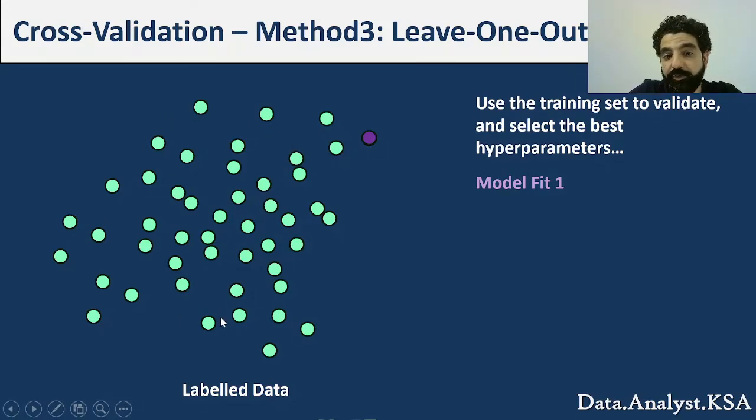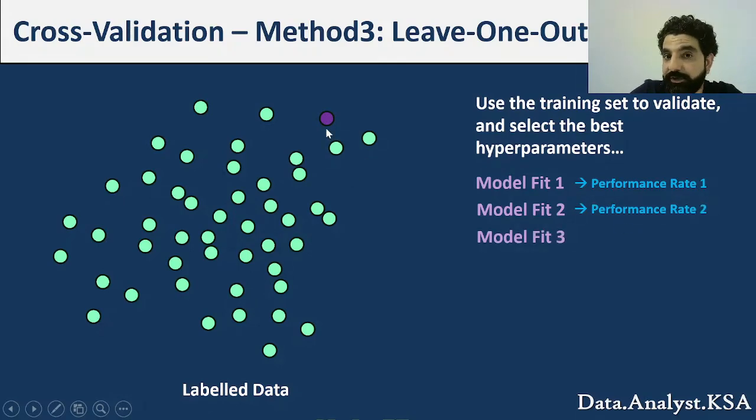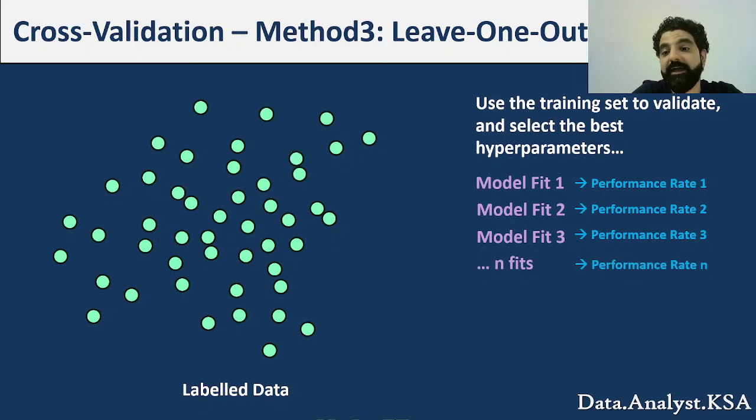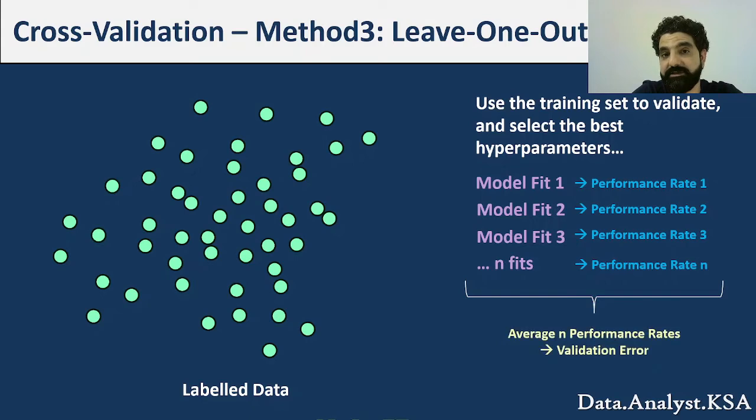So I will train my model with all these points and test its performance by predicting, for example, this purple point. Then I will do it for the second point, and again I will calculate a performance rate. Then I will do it with the third point and calculate a performance rate. And I will do this n number of times until I end up with n performance rates. I will take their average and I will calculate a validation error rate for that value of the hyperparameter. Then I will do it again for the second value of the hyperparameter, so I can choose the smallest validation error rate and proceed to test it with the test data.